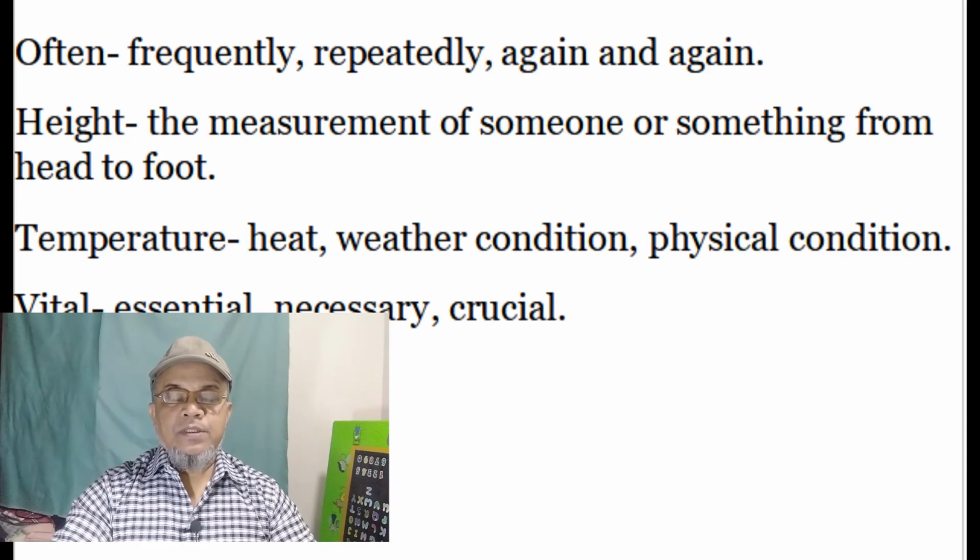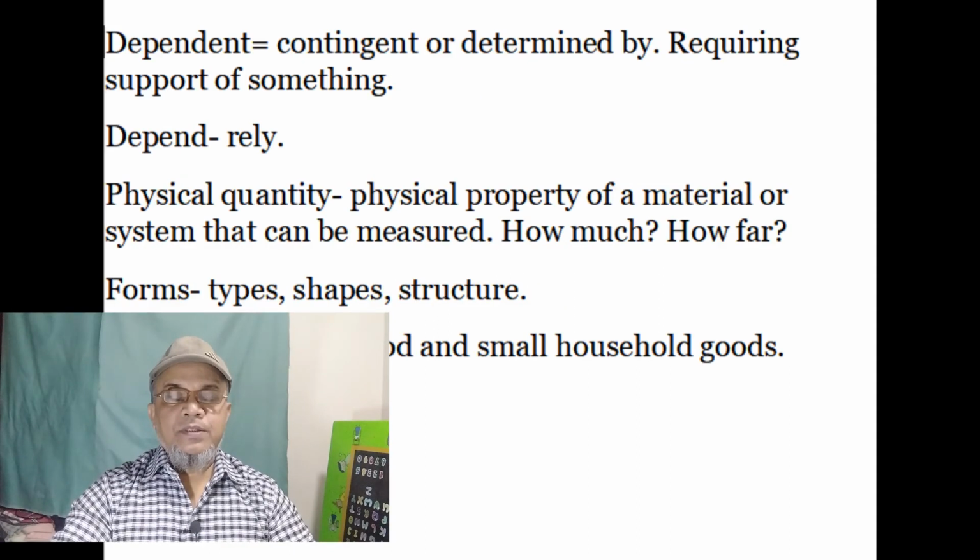Vital means essential, necessary, crucial. Dependent means contingent or determined by, requiring support of something. Depend means rely. Physical quantity means physical property of a material or system that can be measured. How much, how far, etc. Forms means types. Different forms means different types, shapes, structure. Grocers means who sells food and small household goods.